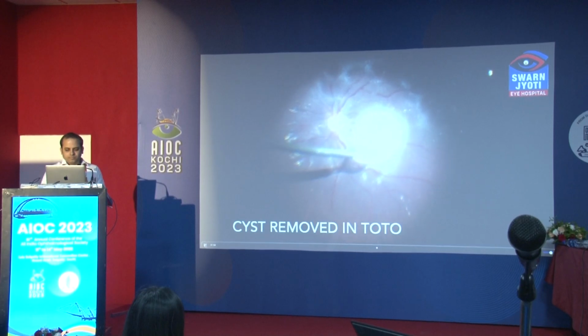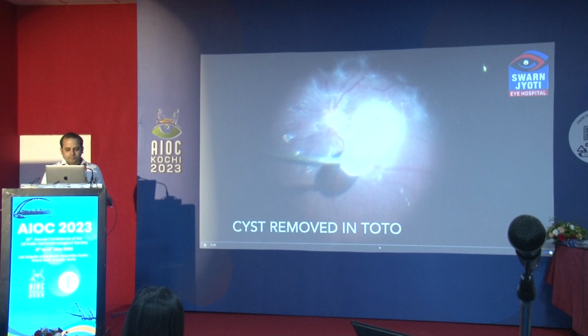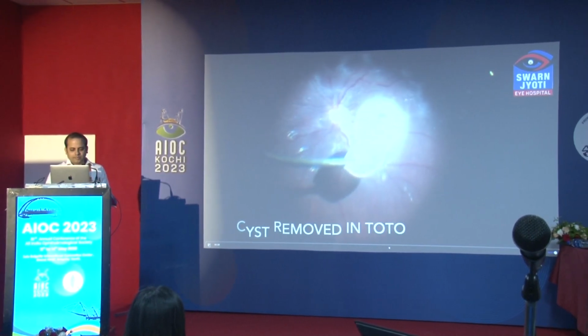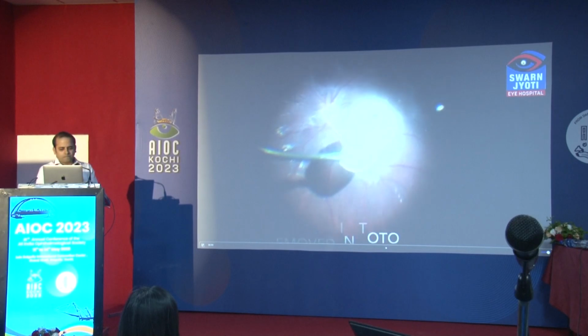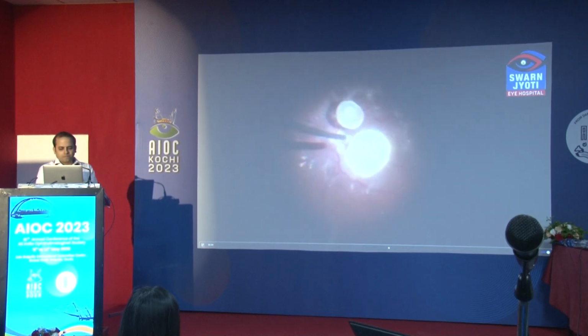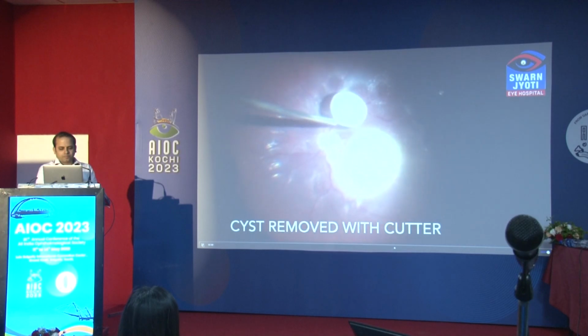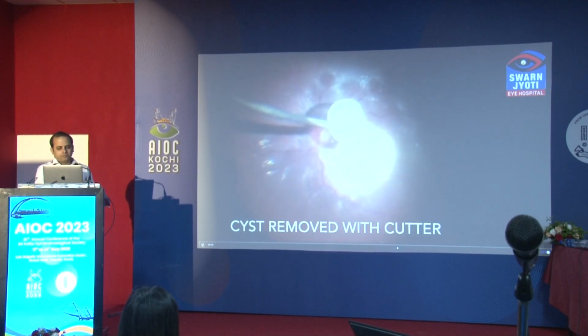The highly compressible nature of the cyst can be appreciated here as it is removed totally through this small retinotomy. This prevents any collateral damage to the surrounding retina while its removal. Then the cyst was eaten up at high suction and high cut rate with the help of the cutter.